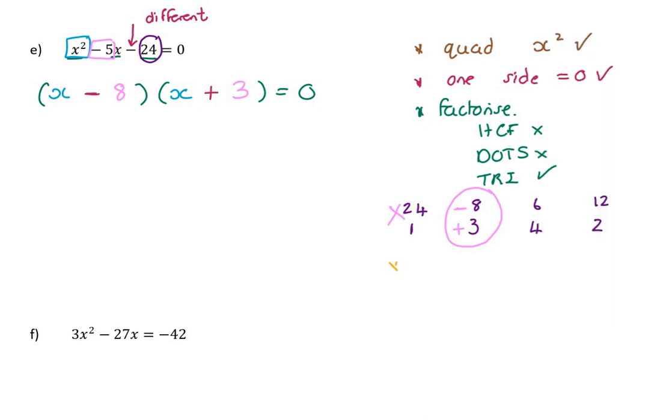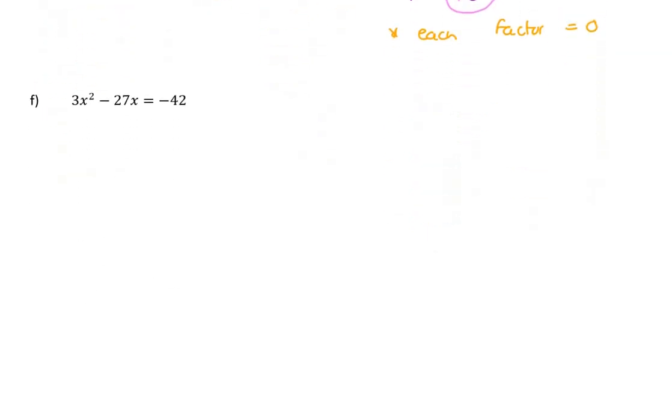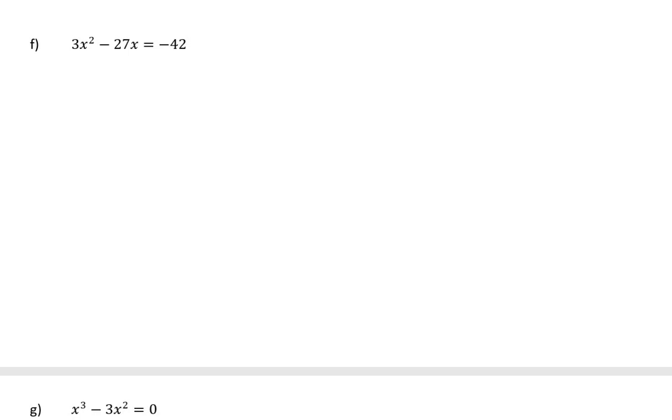And so lastly, each factor needs a chance to equal 0. So either x minus 8 needs to equal 0 or x plus 3 has to equal 0. So either x must be equal to 8 or x must be equal to negative 3. Hopefully you're getting more and more confident with those trinomials because that's actually the only difficult part of these questions at the moment. Okay, on to F, which is a lovely question.